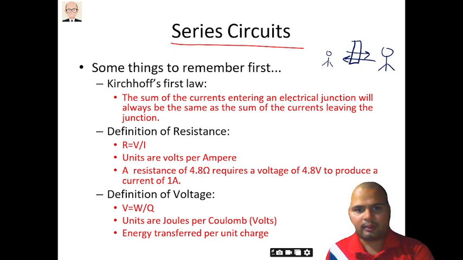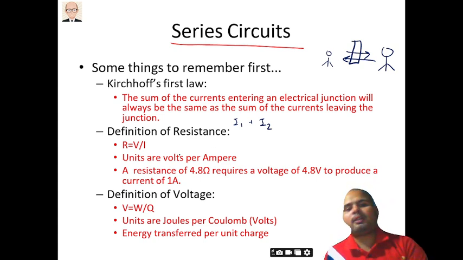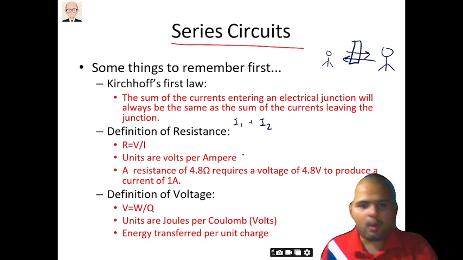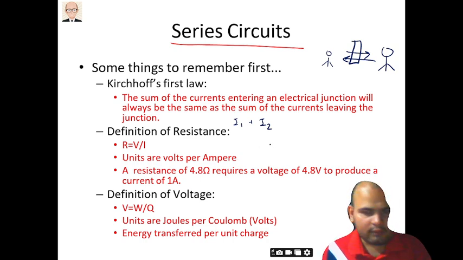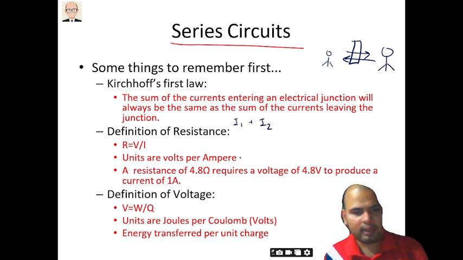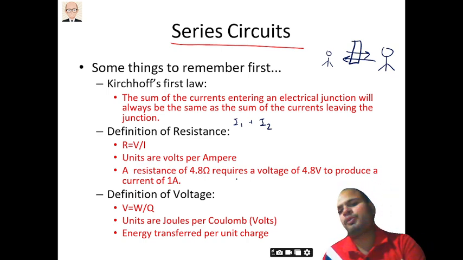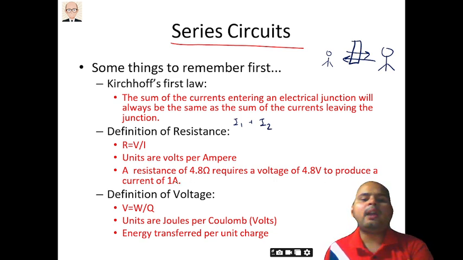It means that the sum of currents, I1 plus I2, entering an electrical junction will always equal the sum of the currents leaving the junction. Whatever is entering the room, an equal amount is leaving the room. Now, what is resistance? Resistance is the ratio of volts to current. It is something which gives hindrance to the electrons when they are moving in a conductor. Its unit is volt per ampere. A resistance of 4.8 ohms requires 4.8 volts to produce a current of 1 ampere.